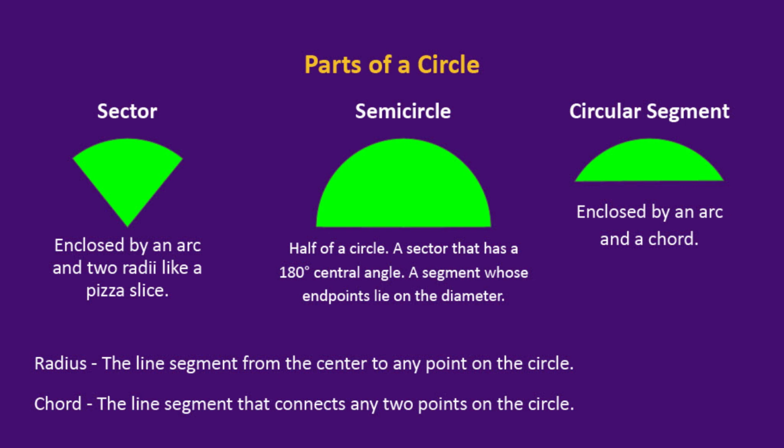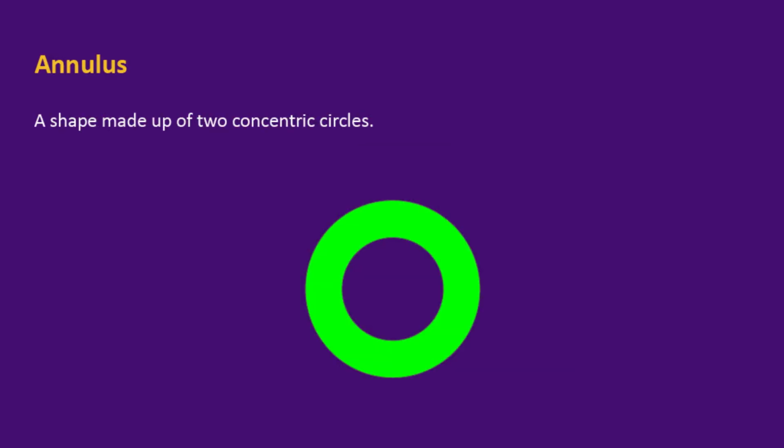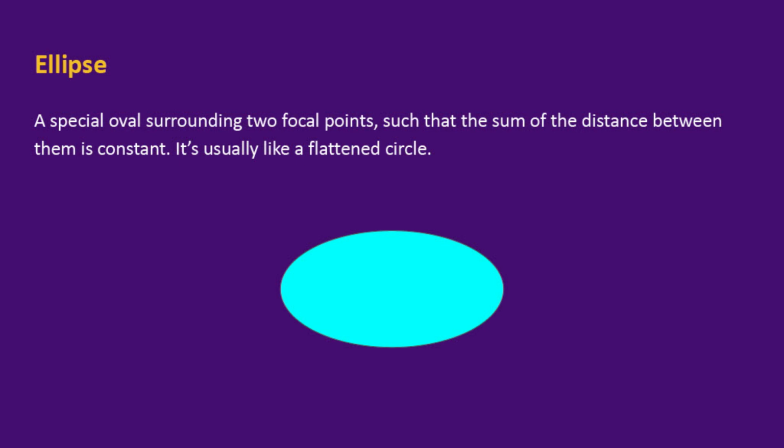A semicircle, which is half of a circle and a sector that has a 180 degrees central angle. Its endpoints lie on the diameter. An annulus, which is a plane ring shape made up of 2 concentric circles. An oval, which is a closed curve that looks like an egg. An ellipse, which is a special oval surrounding 2 focal points, such that the sum of the distance between them is constant. It is usually like a flattened circle.